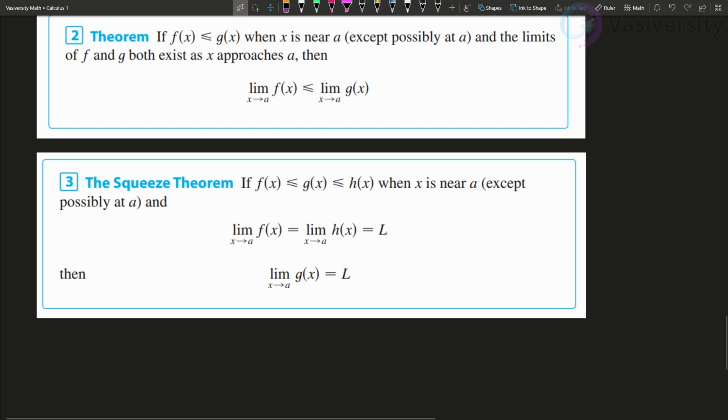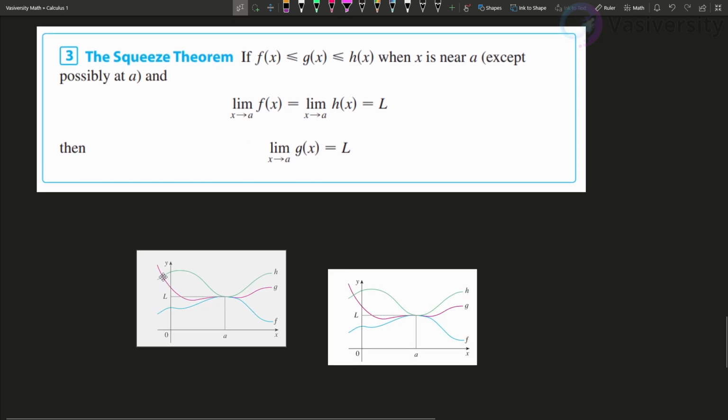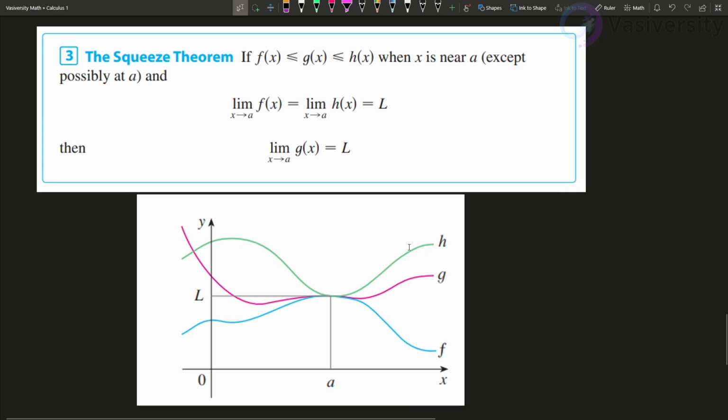Okay, and so a graphical representation of the statement would be the following. Let's say the green function is our h, the red function is our g, and the blue function is f. We can clearly see that the functions h and f are squeezing, or sandwiching, the g. So g must have the same limit as f and h.